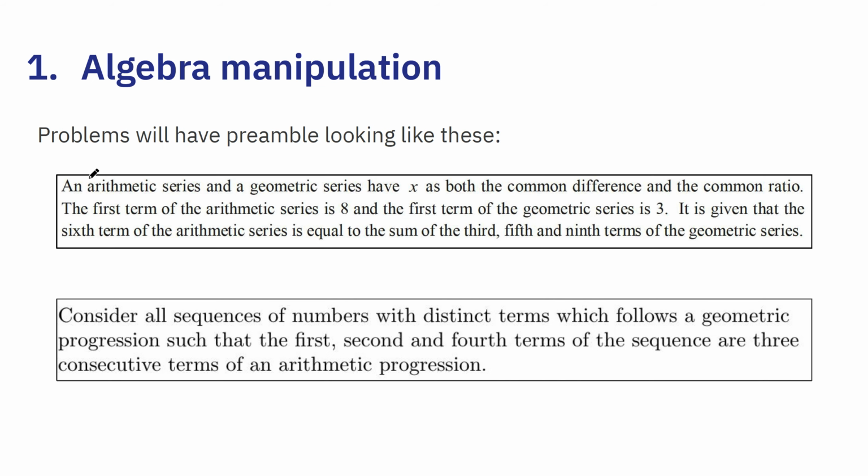Okay, so let's look at algebraic manipulation. Questions will have preambles looking like these. They might say arithmetic series and geometric series have so on. They tell you the first term of the arithmetic progression, first term of the geometric. And then they like to say the sixth term of this series is equal to the sum of the third, fifth, and ninth term. It looks pretty random, but they like to give these kinds of questions.